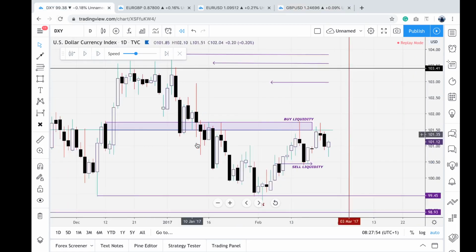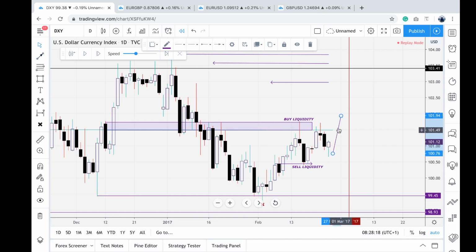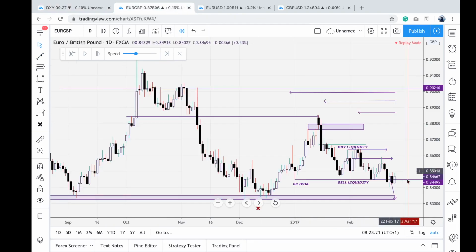Okay, so now DXY, final week of February going into March. Currently institutional order flow is bullish. Like I mentioned, we're in a discount price point and I want to see higher prices. So it seems like DXY is respecting this level, and our target is to the upside. We're looking for buy side liquidity to be run out on the upside. And on Euro Pound, we're looking for downside as institutional order flow is bearish.